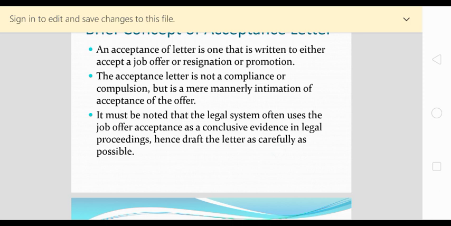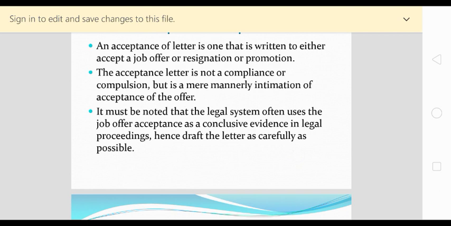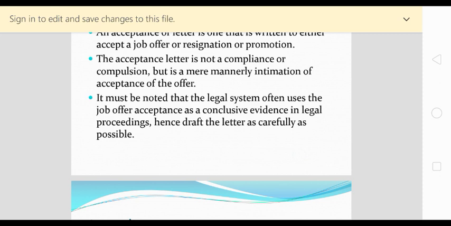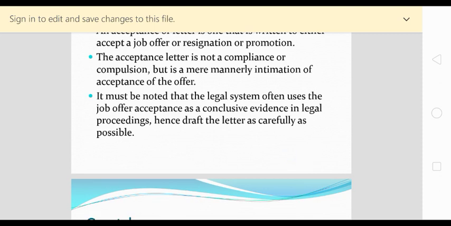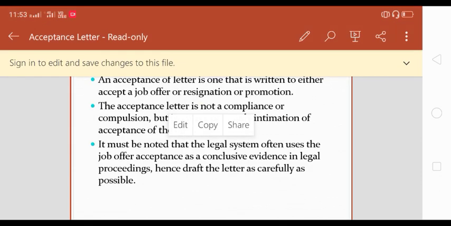Now, the acceptance letter is not a compulsion, but merely a mannerly intimation of acceptance of the offer. Of course it is formal, but that doesn't matter in official communication. It depends on the local and national rules of organizations, be they educational or otherwise, but it is necessary to keep the confirmation clear so that it helps you for your future reference.